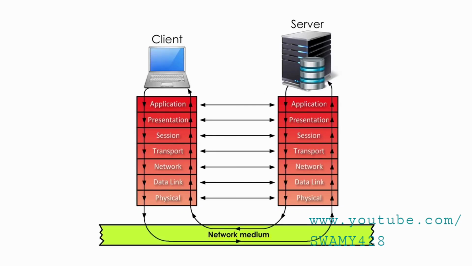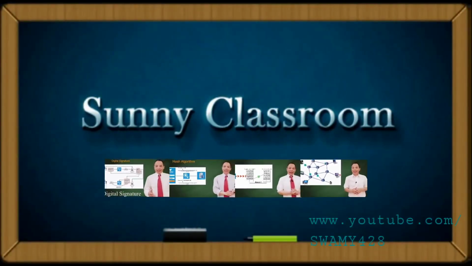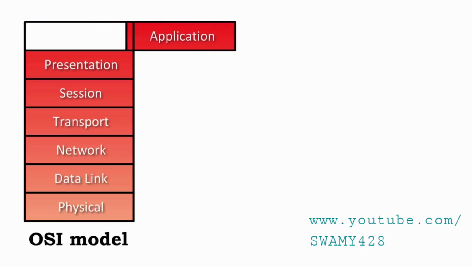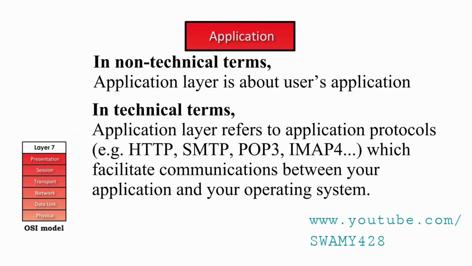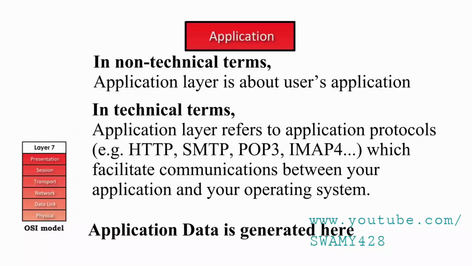Now let me talk about the OSI model layer by layer. Let me start with layer 7, application. In non-technical terms, the application layer is about users' applications, such as Firefox, Chrome, or Safari for websites, or Microsoft Outlook for email. Technically, this application layer refers to application protocols, such as HTTP for web pages and SMTP, POP3, IMAP4 for email. Those protocols facilitate communications between your application and your operating system. Application data is generated here.